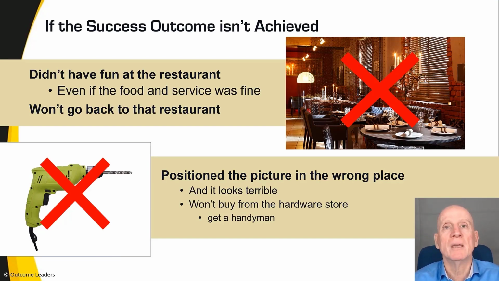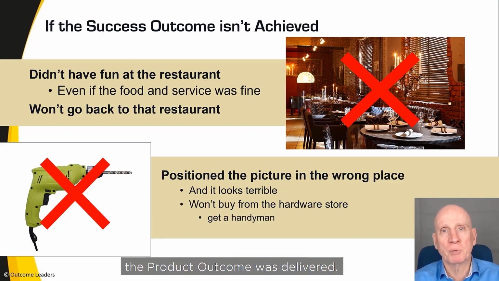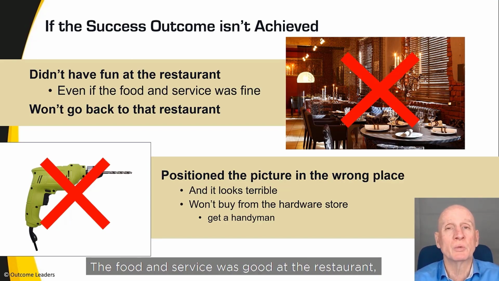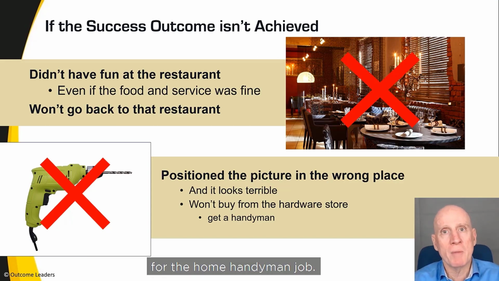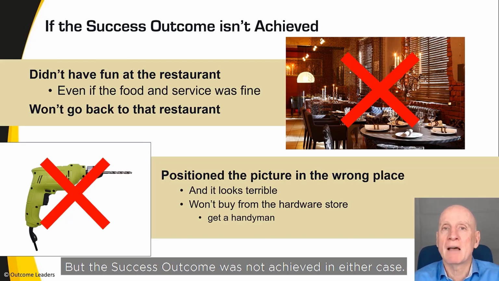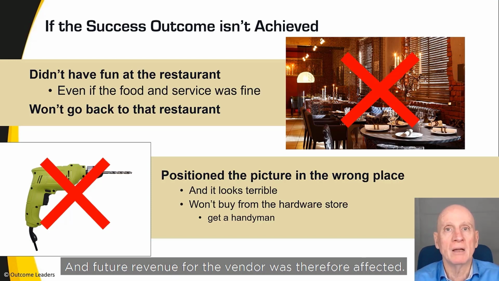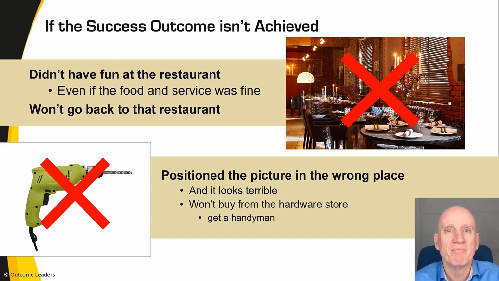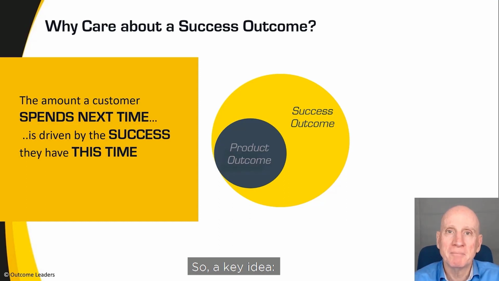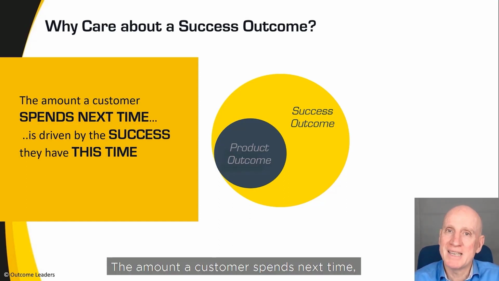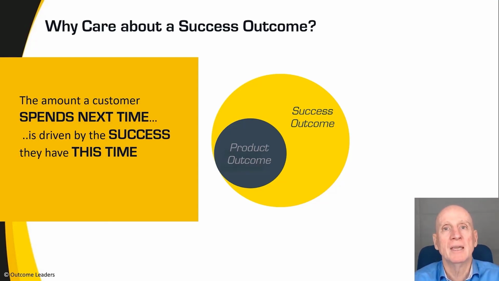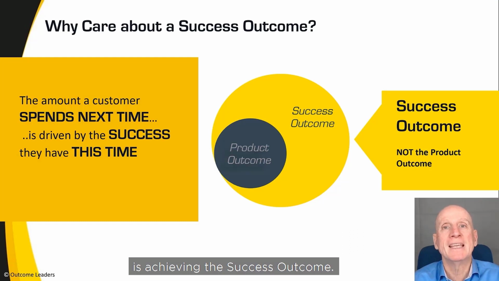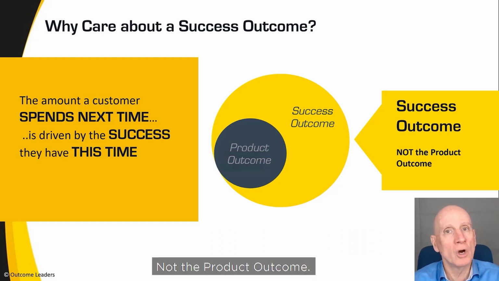So in both of those cases, the product outcome was delivered: the food and service was good at the restaurant, the hole is in the wall as it should be for the home handyman job. But the success outcome was not achieved in either case, and future revenue for the vendor was therefore affected. So, a key idea: the amount a customer spends next time is driven by the success they have this time. And success for the customer is achieving the success outcome, not the product outcome.